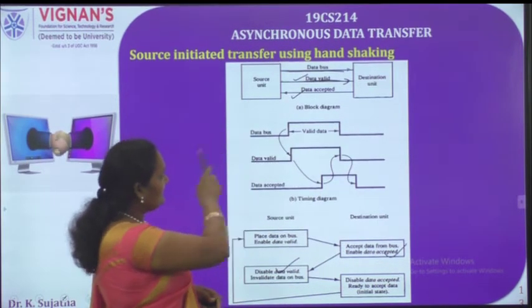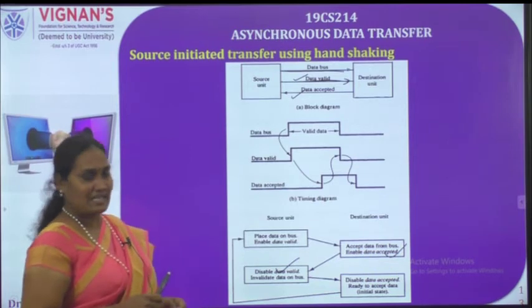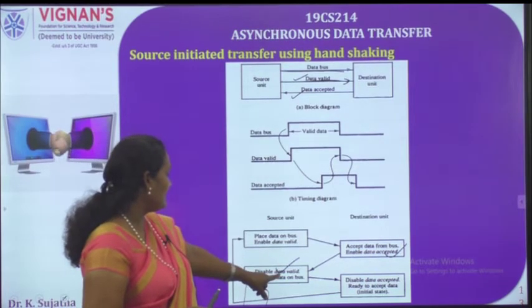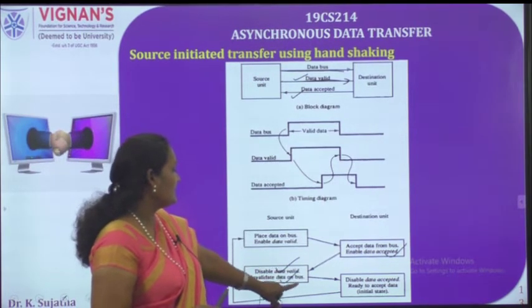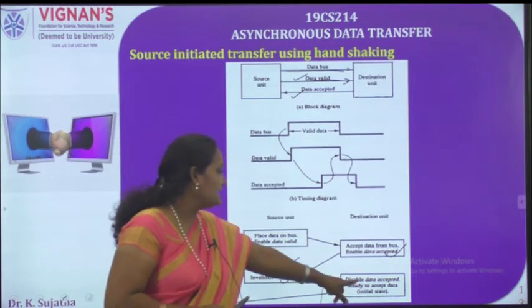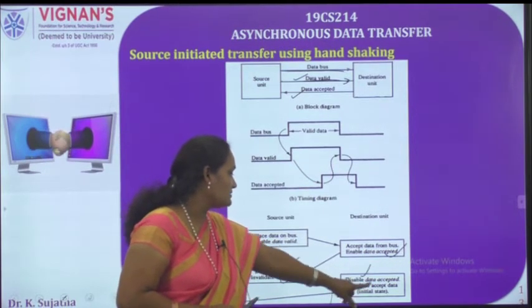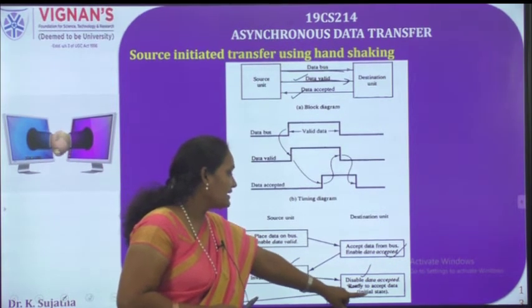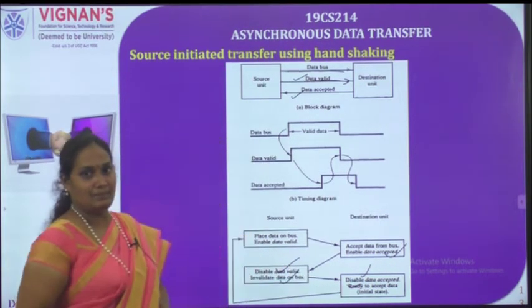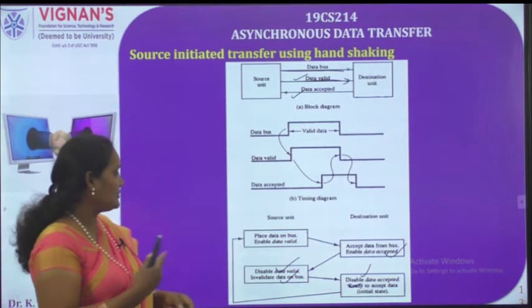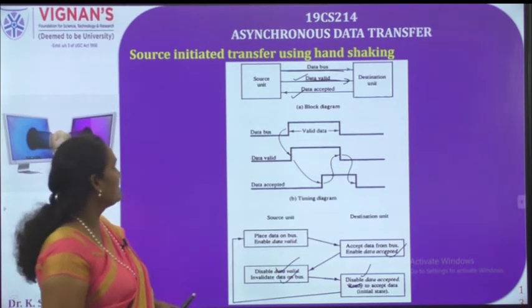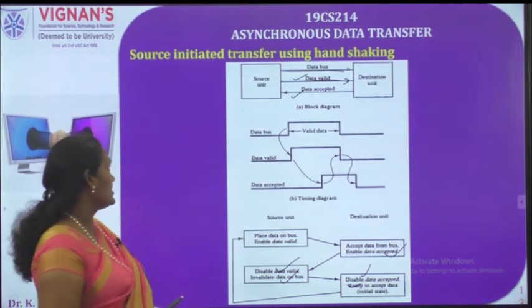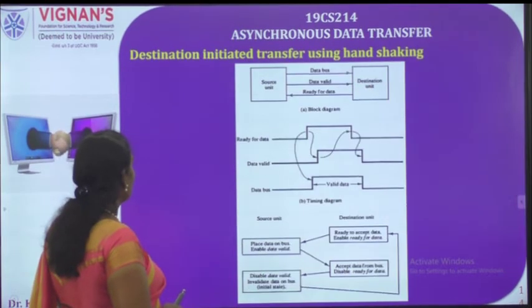Whenever the source identifies that the data accepted line is enabled, it disables the data valid line and invalidates the data on the data bus. Now again it disables the data accepted line and is ready to accept another data, that is, it comes to the initial state. So this is called source initiated transfer using handshaking.